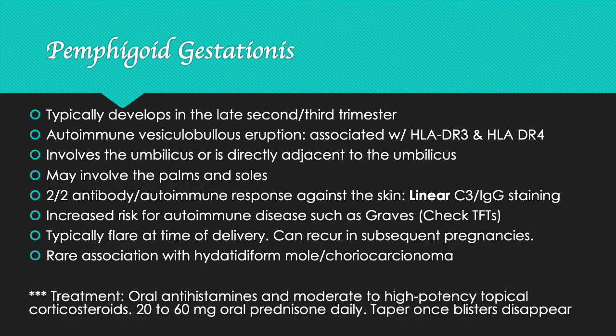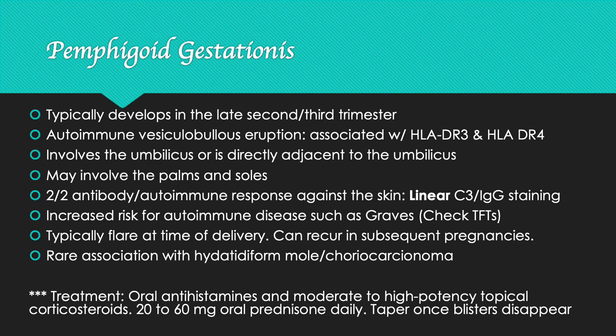This rash usually happens in the late second and third trimester. It's autoimmune in nature, so it's associated with HLA-DR3 and HLA-DR4. If you were to do a biopsy of this, you're more likely to see linear C3 and IgG staining. That's one thing that could be tested and is important to know because it distinguishes it from other rashes where you may see C3 and IgG staining, but it's more unspecified, so it's not linear.